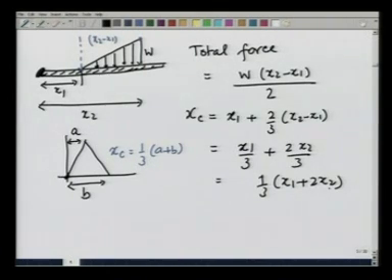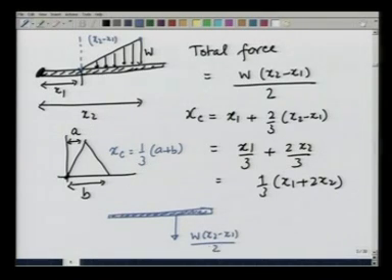So, if I look at this load, this is the beam, then the load can be effectively replaced by a force of W (x2 minus x1) divided by 2 acting at a distance of 1/3 (x1 plus 2 x2) from this point. This is another example of how we apply the concept of first moment and the centroid in mechanics.